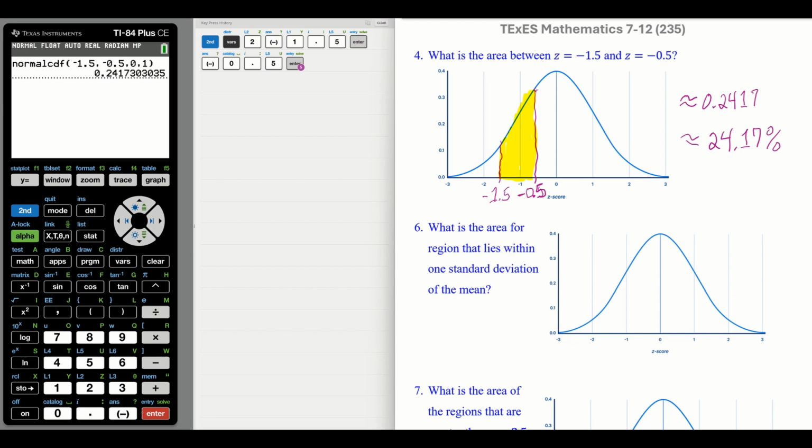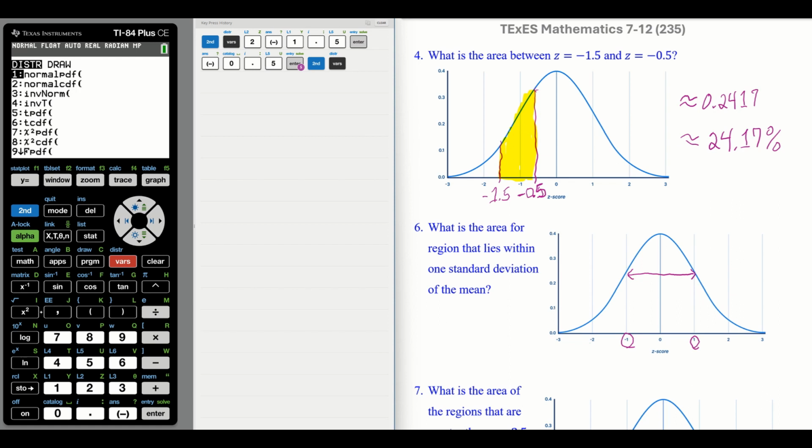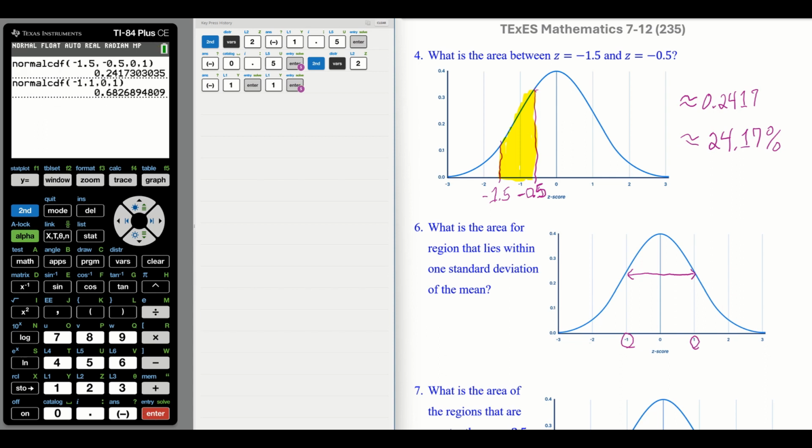Okay, number 6. What is the area of region that lies within 1 standard deviation of the mean? Okay. They are talking about from negative 1 to 1. So that is from here to here. Okay. All right, so let's see what we have here. Second, vars, and 2. Our lower bound now is -1. The upper bound is simply 1.